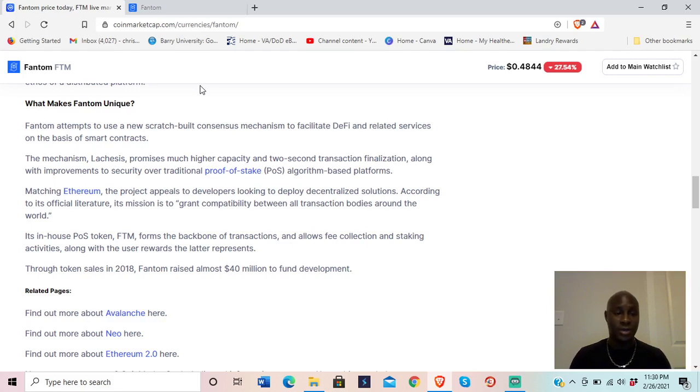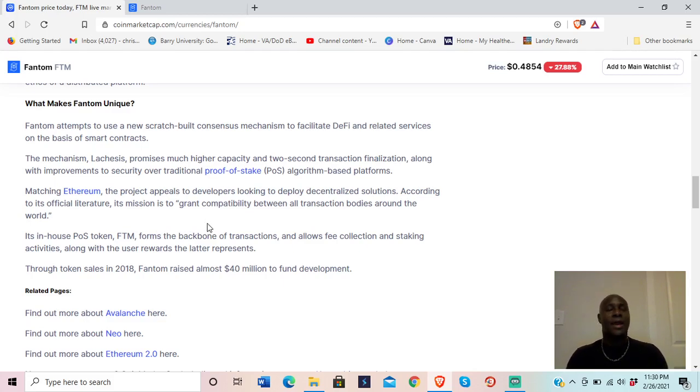Its in-house token, FTM, forms the backbone of transactions and allows fee collections and staking activities, along with user rewards. Through token sales in 2018, Fantom raised almost $40 million to fund development. It does say right here what makes it unique. But to be honest with you guys, this is what they're trying to solve, a solution that many other projects are trying to solve as well.